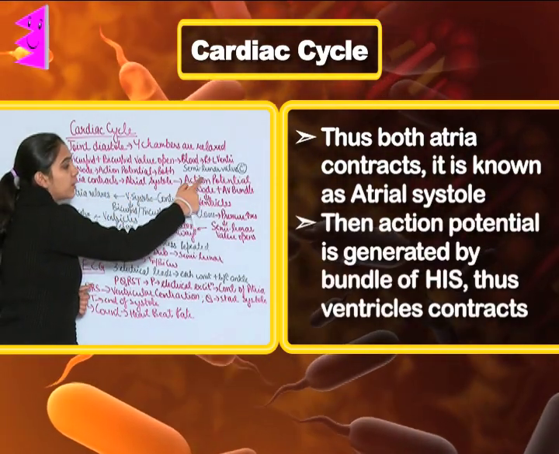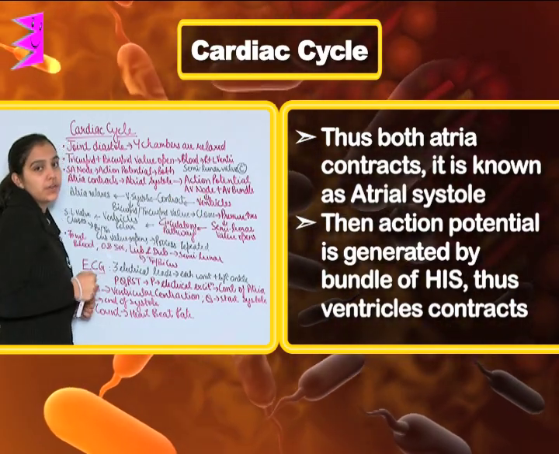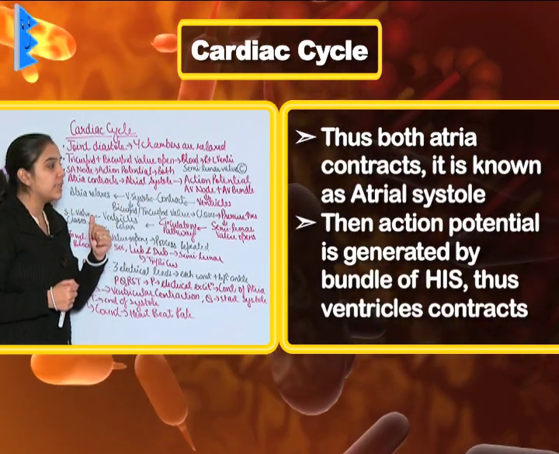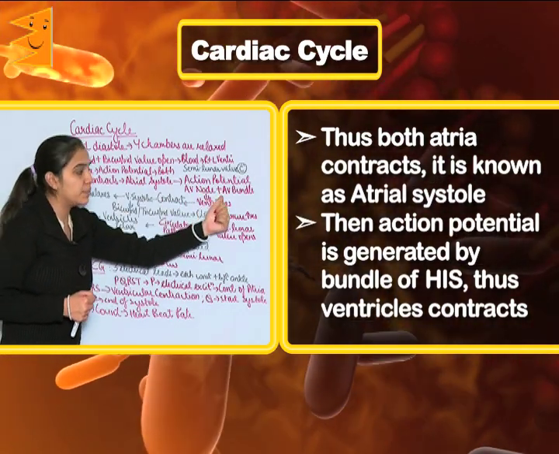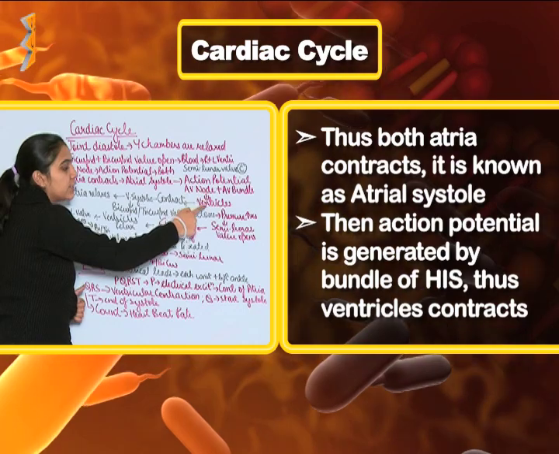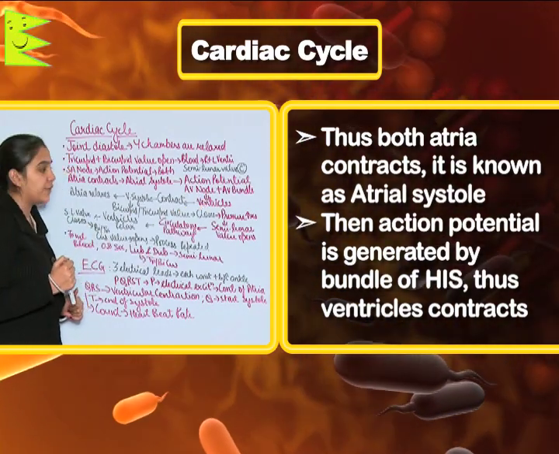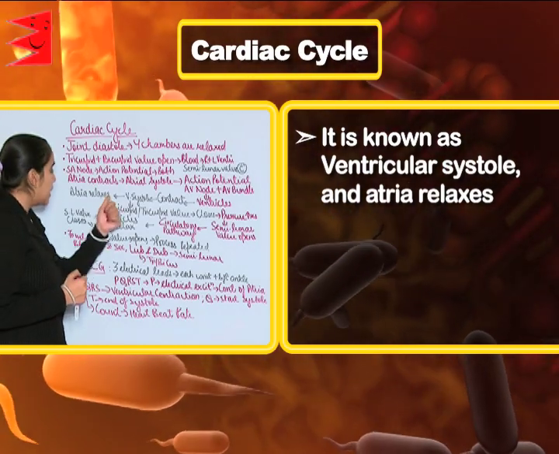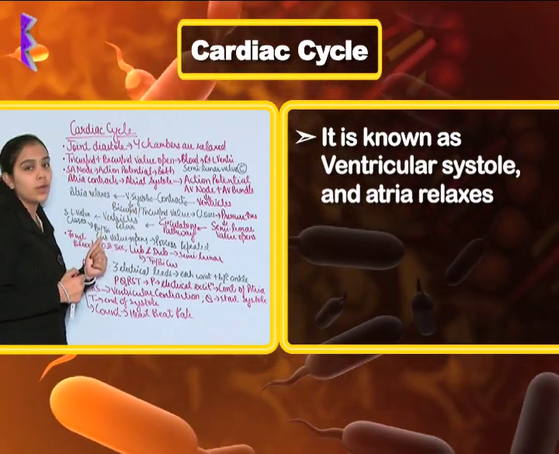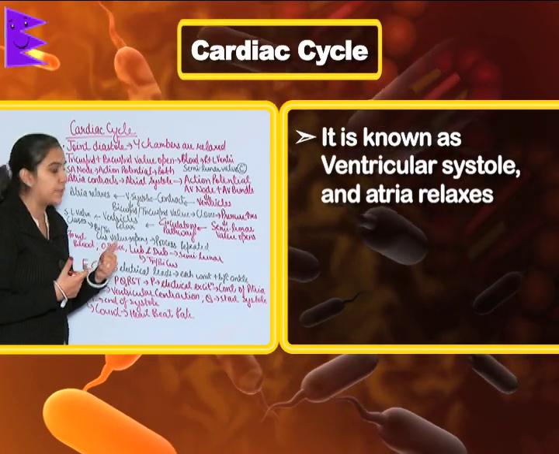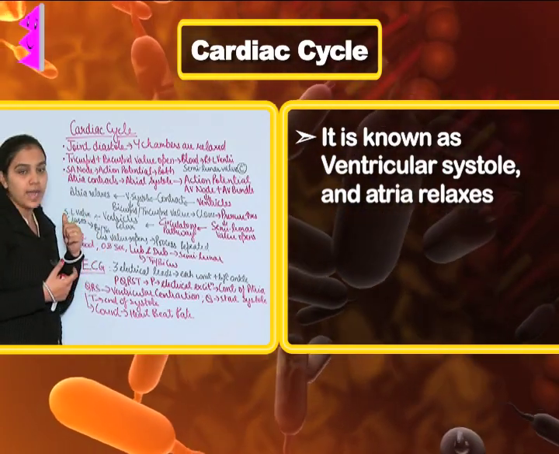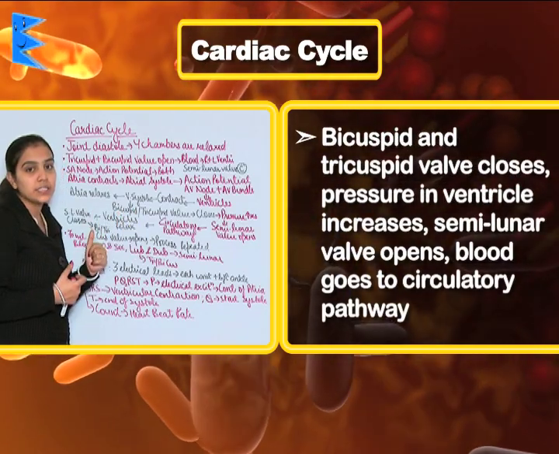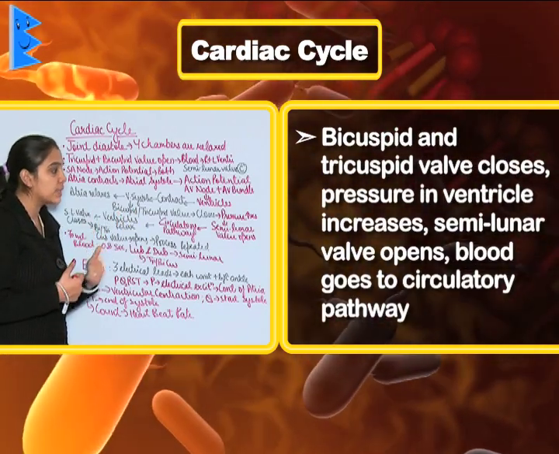The SA node generates an action potential, which leads to contraction of both the atria, and this is known as atrial systole. Now, the action potential is further generated by the AV node plus the AV bundle, that is the His bundle, which leads to contraction of the ventricles, known as ventricular systole, and as ventricular systole is happening, the atria relax. Now, the bicuspid and tricuspid valves are closed.